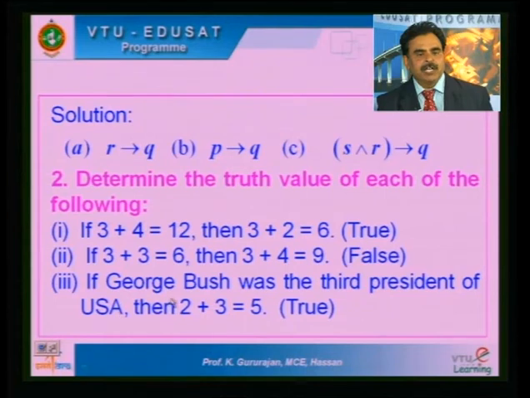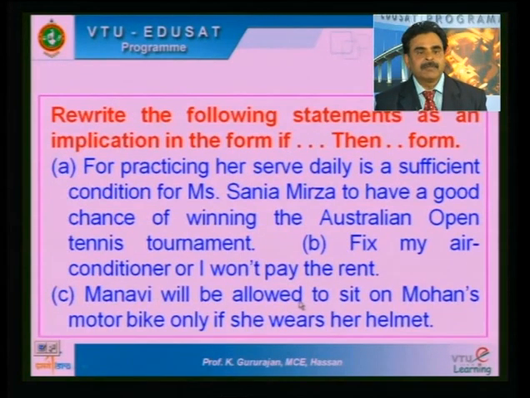Now, the last one, if George Bush was the third president of the USA, then 2 plus 3 equal to what? 5. So, the implication will have the truth value true. Can you explain me why? Whether George Bush was the first president or third president or eighth president, it is not going to matter because we know that 2 plus 3 is always 5. So, therefore, the implication will take the truth value T. Understood? How we have found out the truth values of the implications.